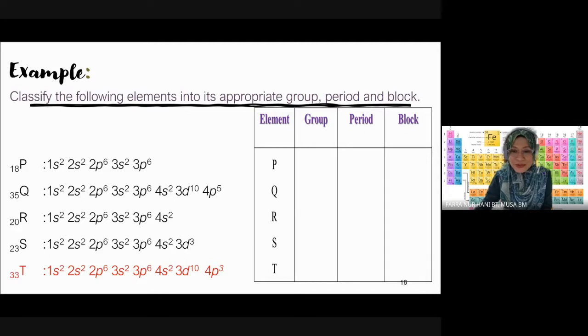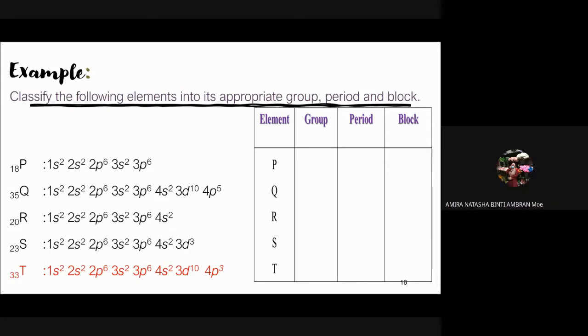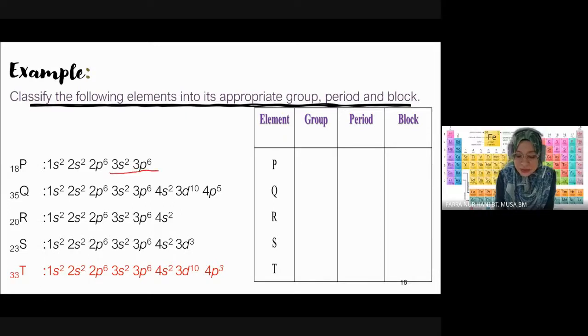Who wants to help? Anyone? Li Ziziang, best friend Li Ziziang. Which one is the valence electron? The configuration. Which one is it? Yes, the 3s2 3p6. Do you all recognize this?